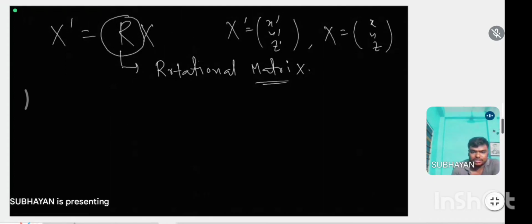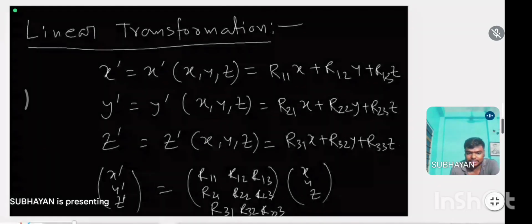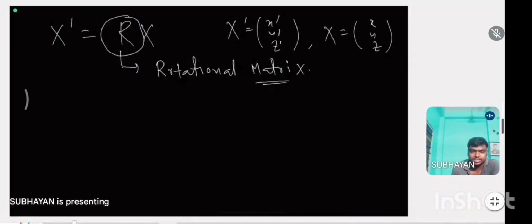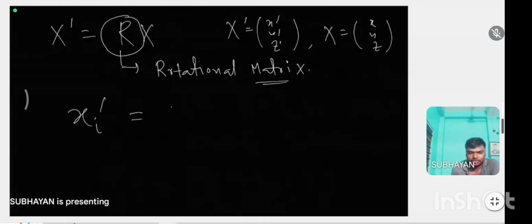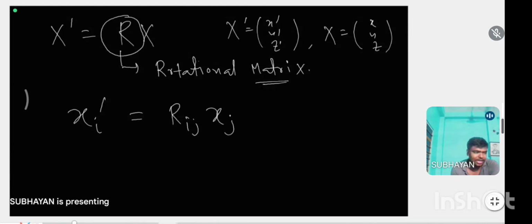So you can write this one. This relation can be written in the contravariant form. Suppose xi prime is equal to Rij of x. Okay, forget about the covariant and contravariant rank.